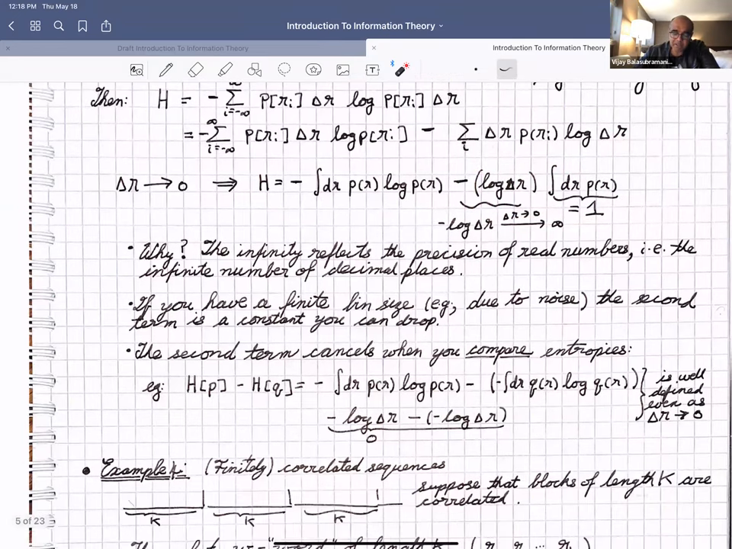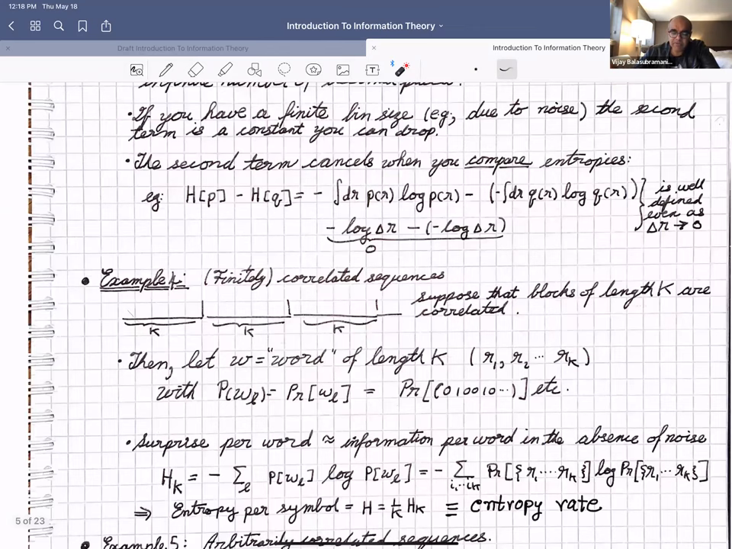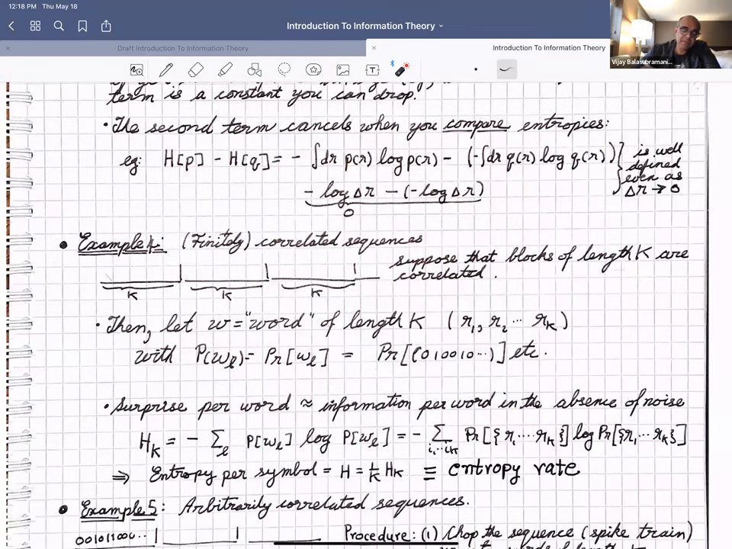So one final comment about this kind of example. One thing we've ignored so far is the possibility that your stream of signals has correlations in it. So how do you deal with that? Well, suppose your correlations occur in blocks of size k. If your correlations occur in blocks of size k, we might divide the overall signal into words of length k.